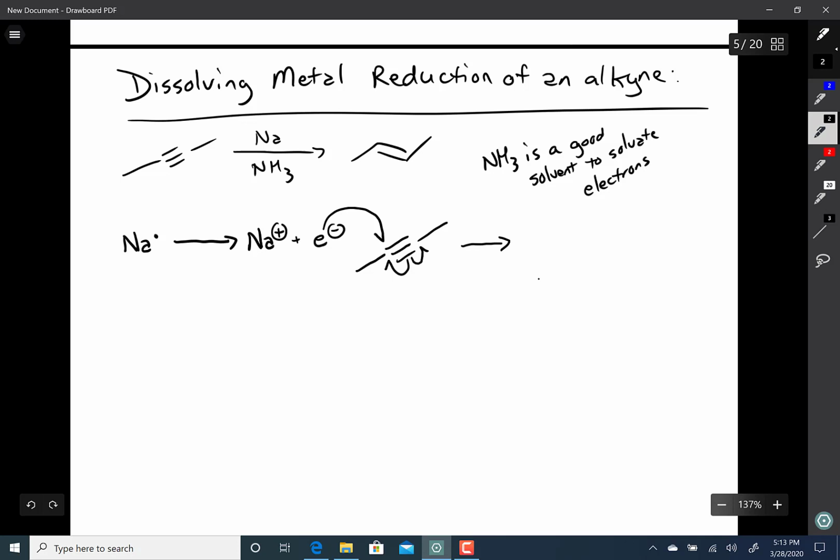And what you end up getting is a carbanion on one end and a radical on the other end. This is called a radical carbanion.